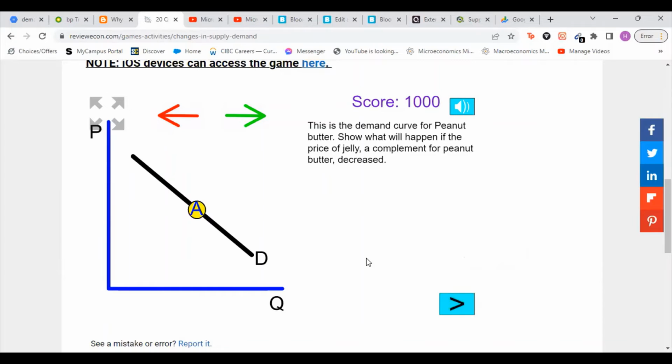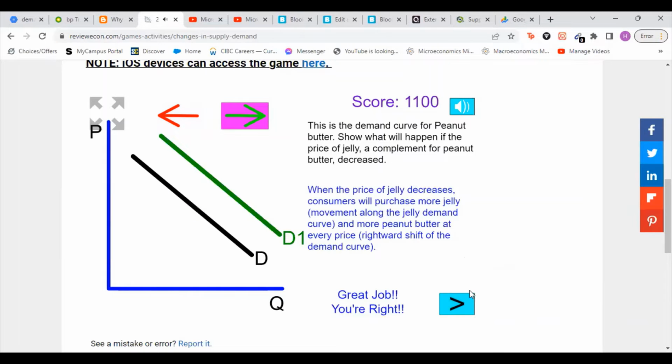And then this is the demand curve for peanut butter. Show what will happen if the price of jelly, a complement for peanut butter, decreases. What would happen? The demand will increase. Yeah, you got it. Yes, you got it. So it's a complement. So jelly and peanut butter are bought together. So if jelly goes down in price, they're gonna buy more peanut butter and more jelly because they buy them together.